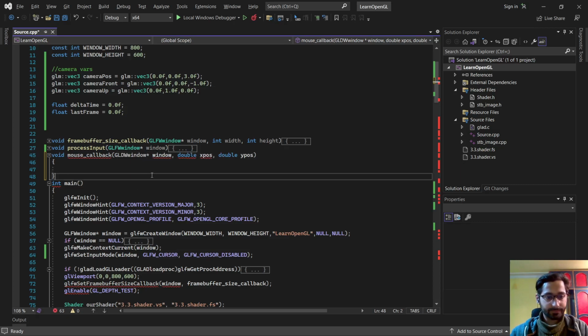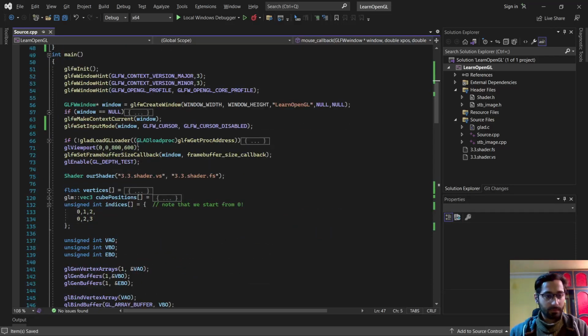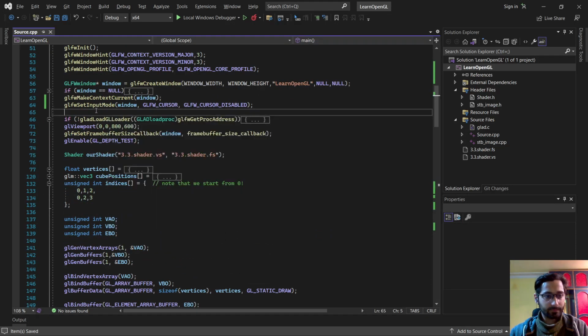What's wrong with that? Here, xpos and ypos represent the current mouse position. As soon as we register the callback function with GLFW, each time the mouse moves, the mouse callback function is called. glfwSetCursorPosCallback. Let's just do that here as well.